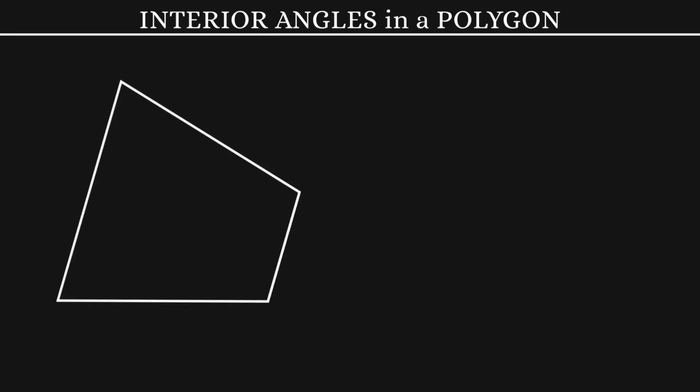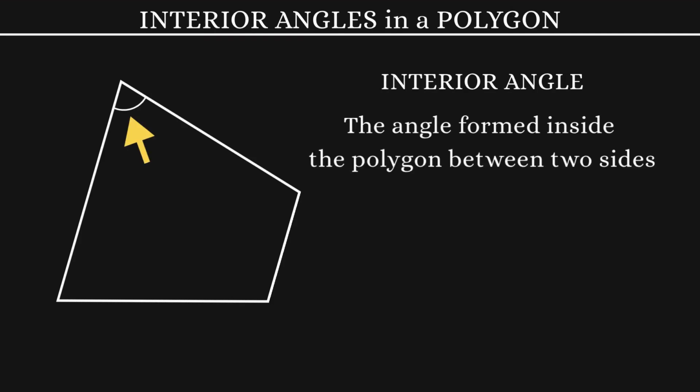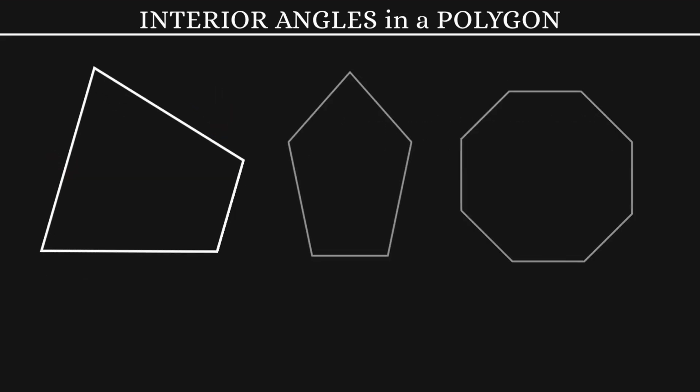Today let's learn about interior angles in a polygon. First, we'll understand what an interior angle is. It's the angle inside the polygon formed by two adjacent sides. These are some of the polygons.